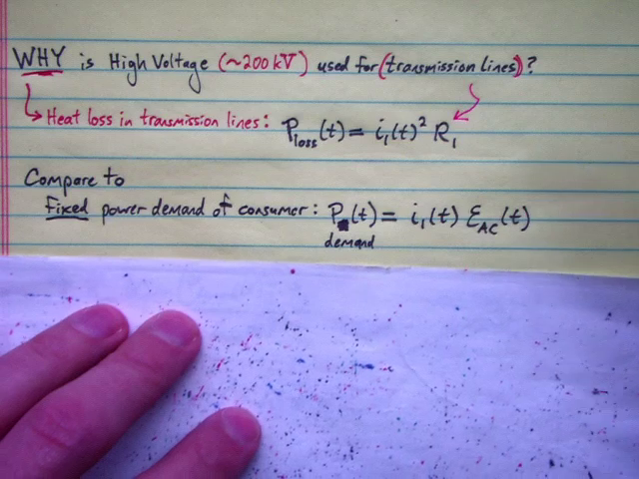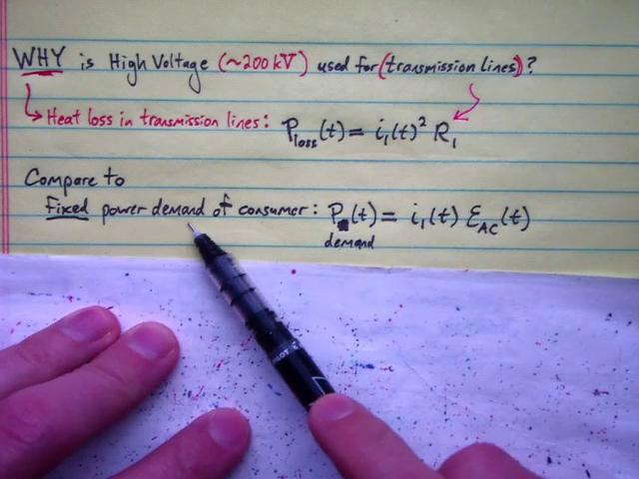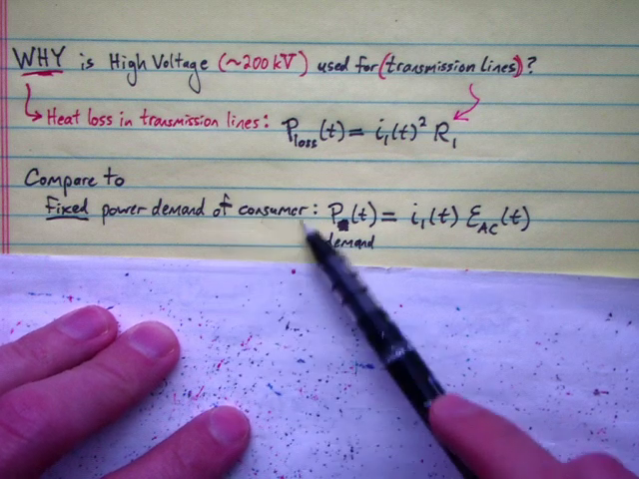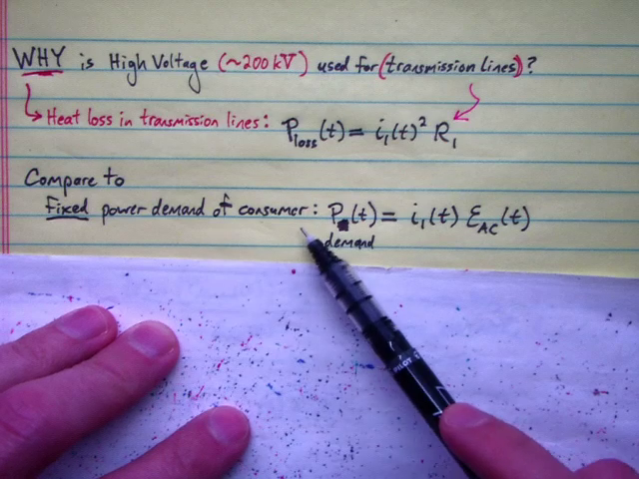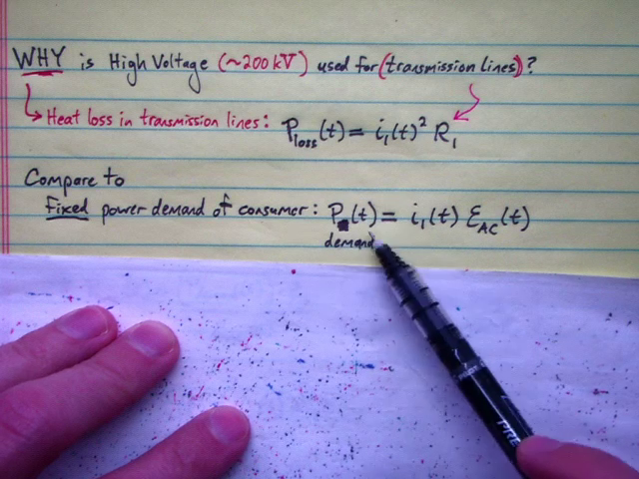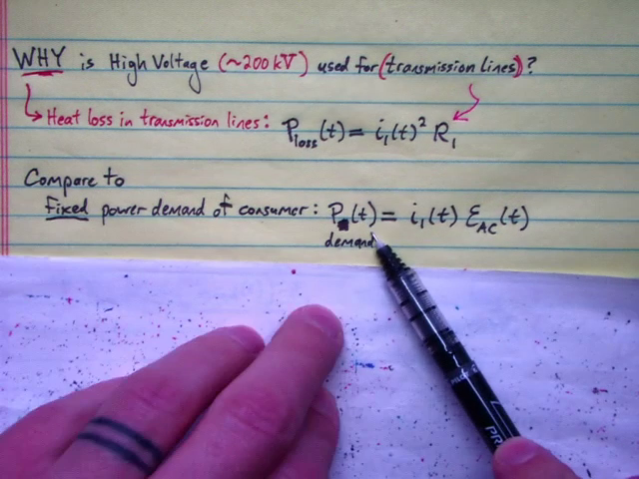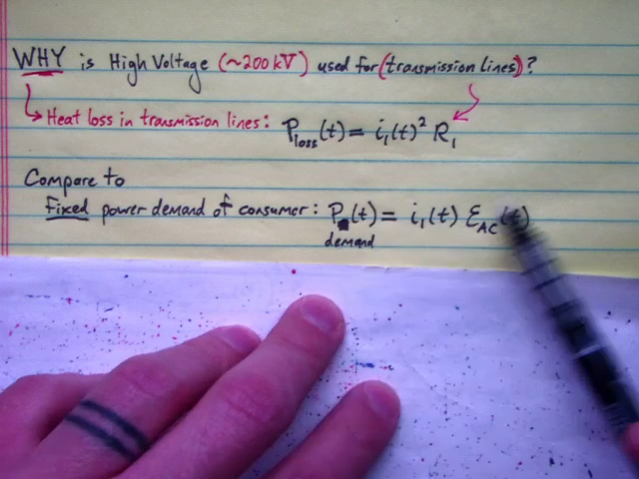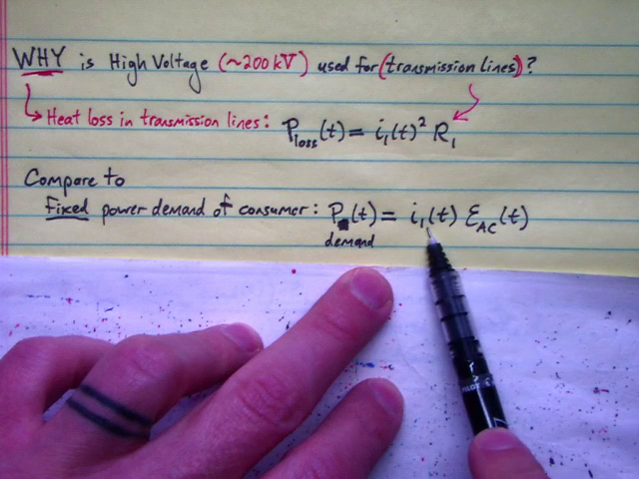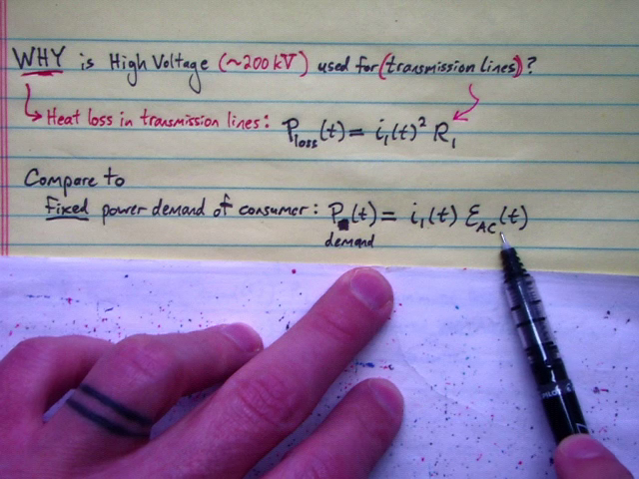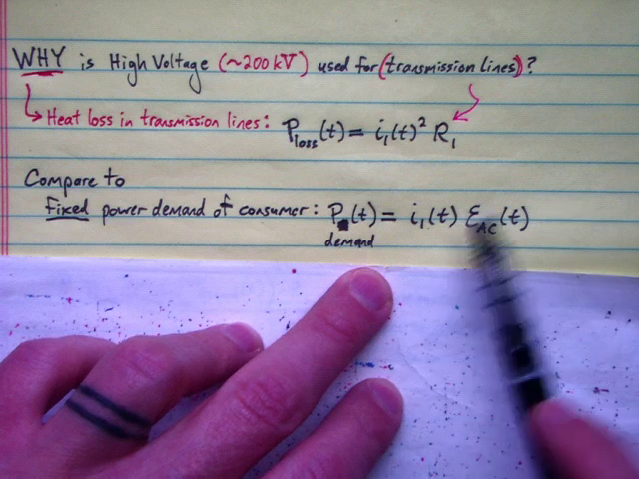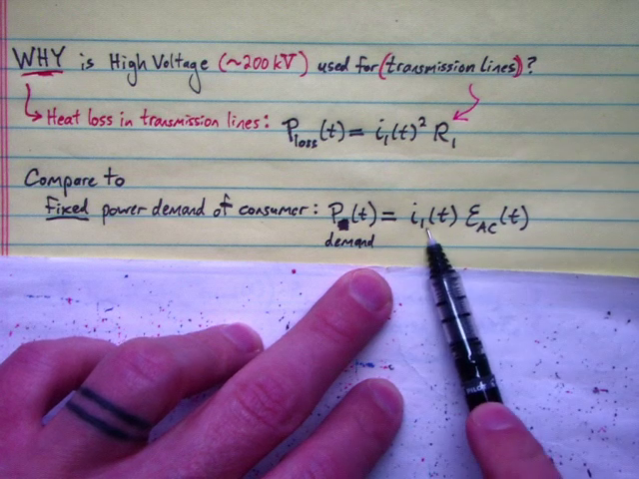Compare that to the fixed power demand of your consumer. Your consumer requires a certain amount of power, and let's consider that to be some fixed demand, some amount of power that you've got to get to the consumer. So you can do that by either having a large current in your transmission lines and a small voltage in your transmission lines, or vice versa. This could be large and that could be small, or this could be small and that could be large.